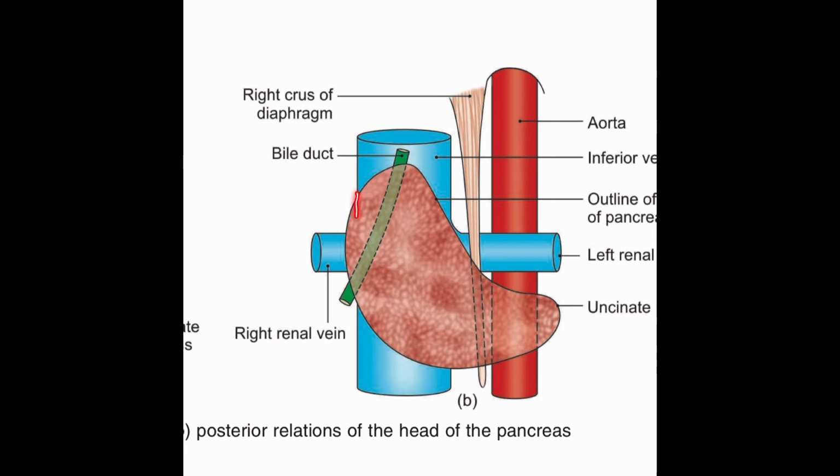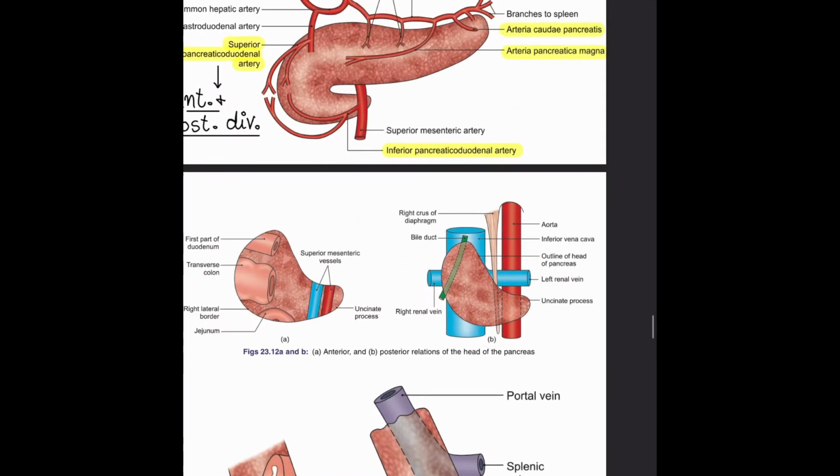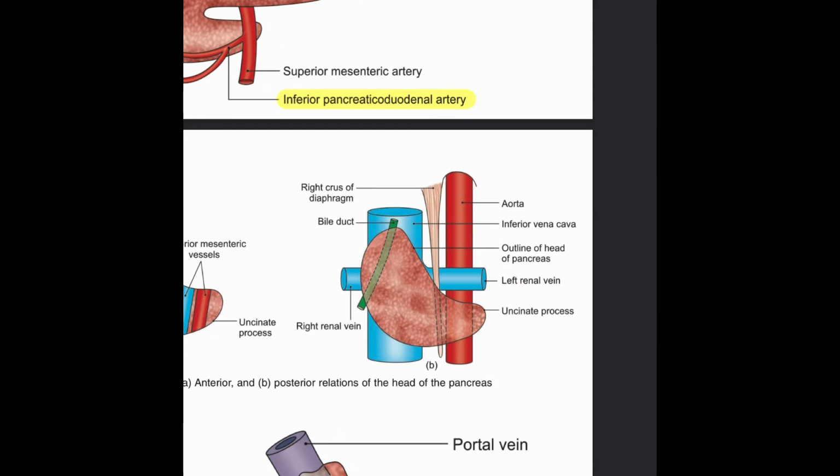Remember, you might get confused that the right renal vein also passes behind the head, but it's almost on the right lateral border, so you can't really consider it in posterior relation with the head of the pancreas. Okay, so we take the left renal vein, and you also see some accessory structures, right? The right crus of the diaphragm. Okay, and here you have the uncinate process.